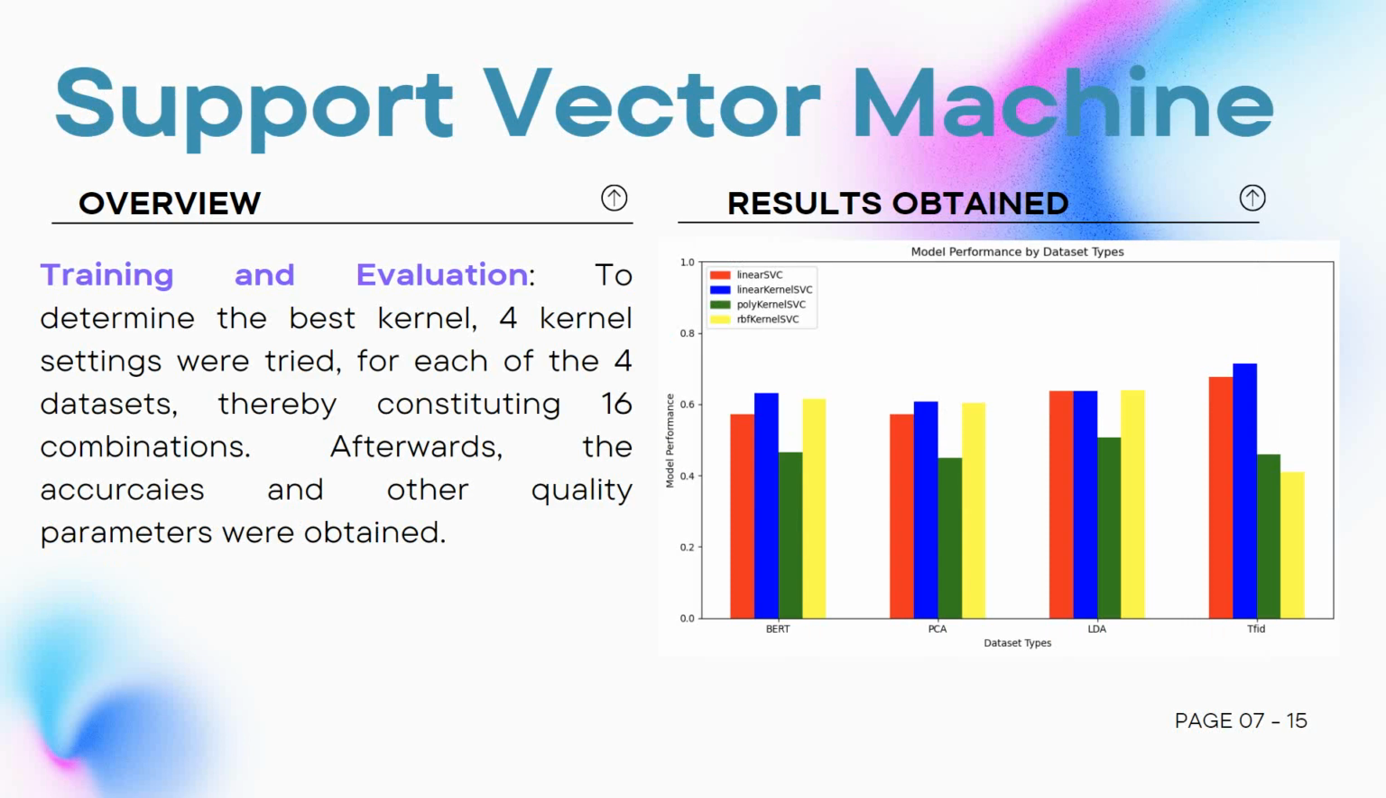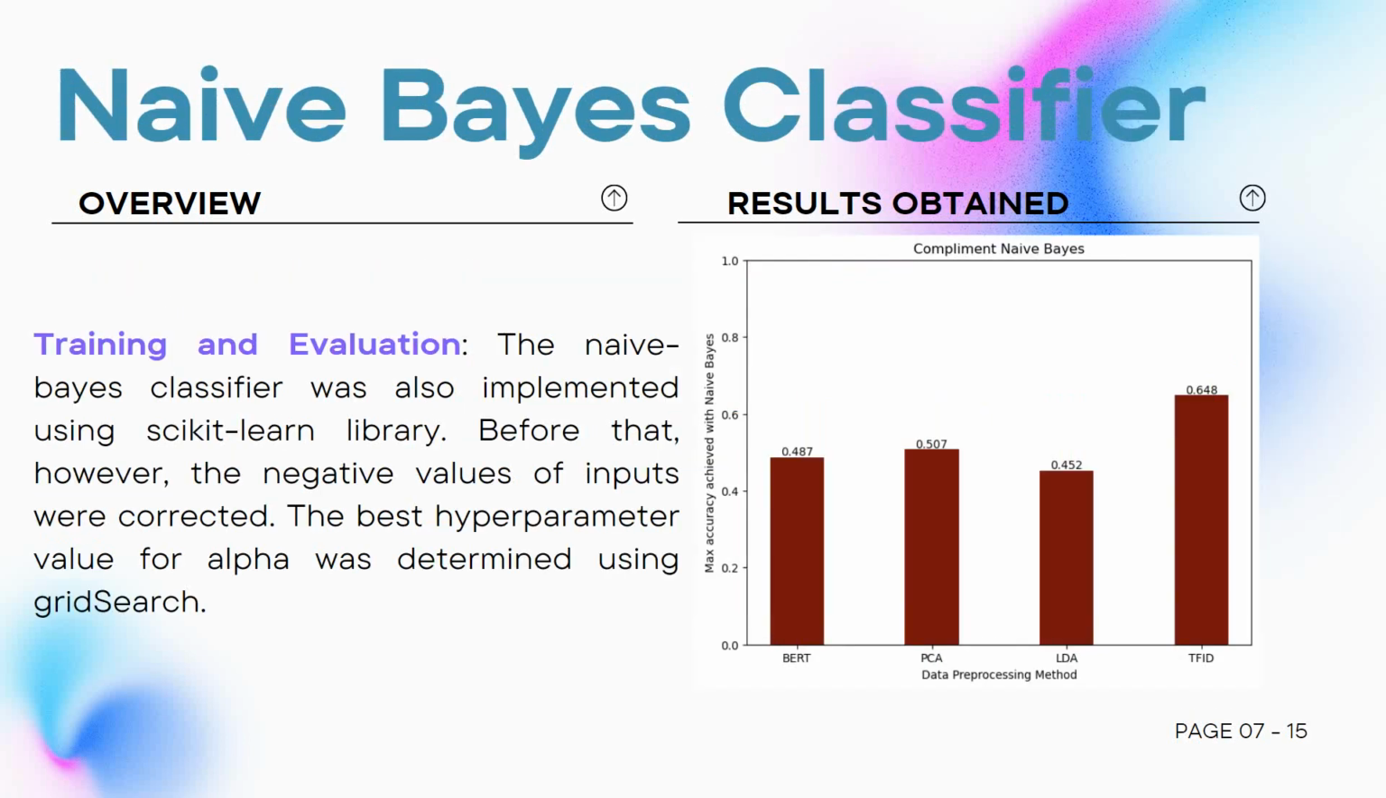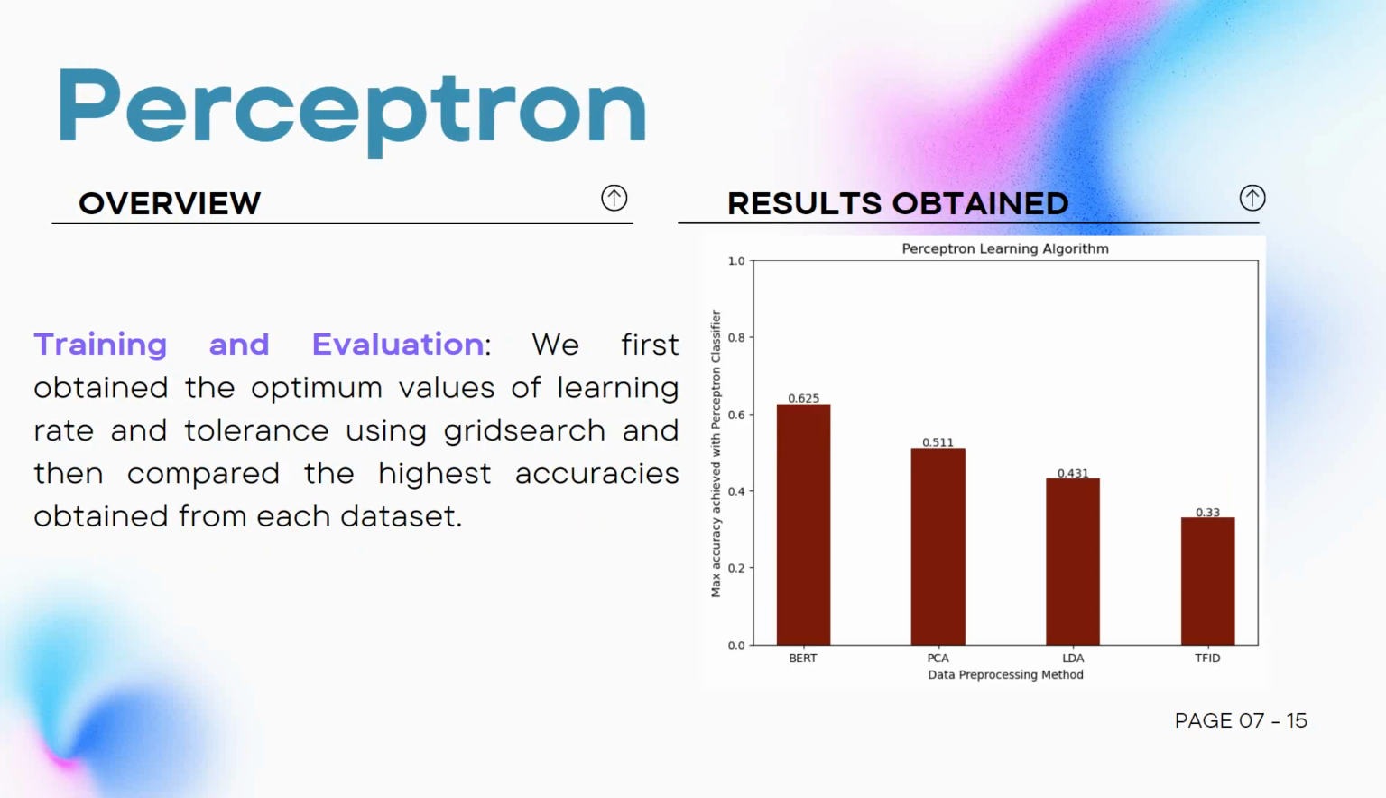linear SVC, which means no kernel was used, linear kernel, polynomial, and RBF. For naive Bayes, similarly, hyperparameter tuning was done using grid search, and different accuracies were reported. The same is true with perceptron. The optimum values of learning rate and tolerance were determined, and the highest obtained accuracies from each dataset were reported.